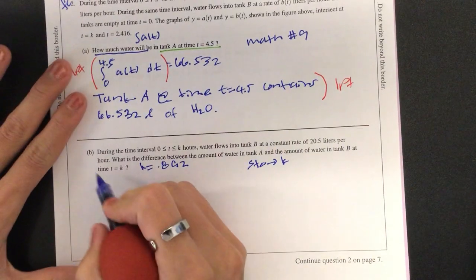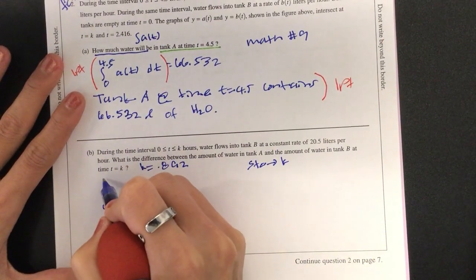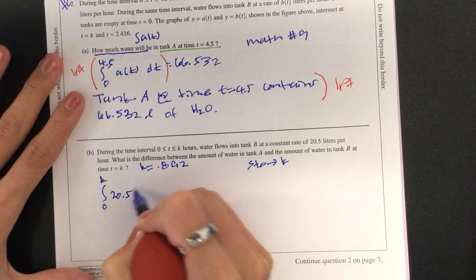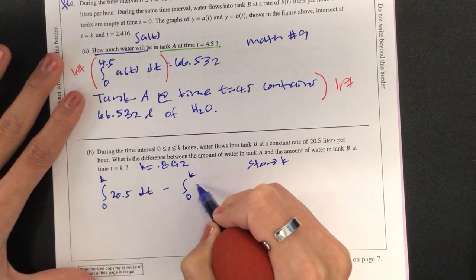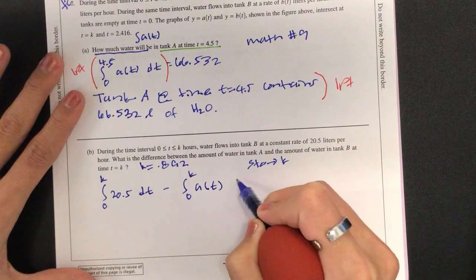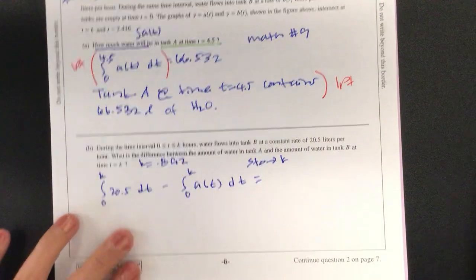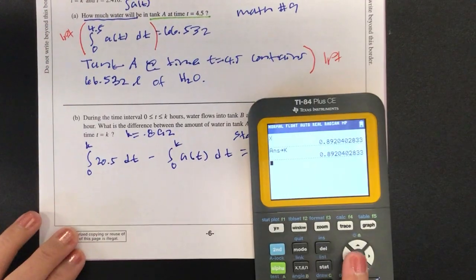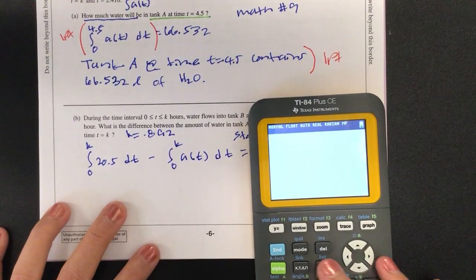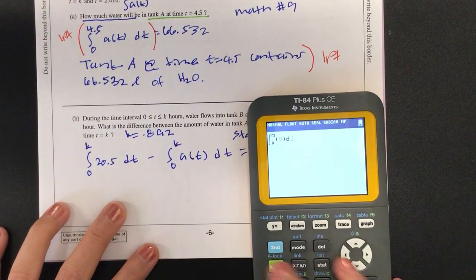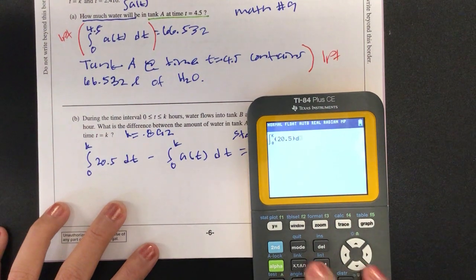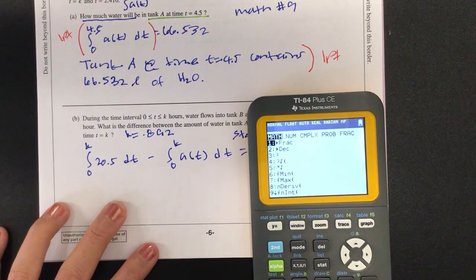Okay, let's write in what I know. The integral from 0 to K of 20.5 dt minus the other integral, since we're looking for the difference. A of t we're not going to type in individually since we already saved it. So we're going to do math 9 how many times? Twice. The first one is 0 to K. It remembers what the K value is, so it's not a variable anymore. 20.5 dx minus math 9, 0 to K again.